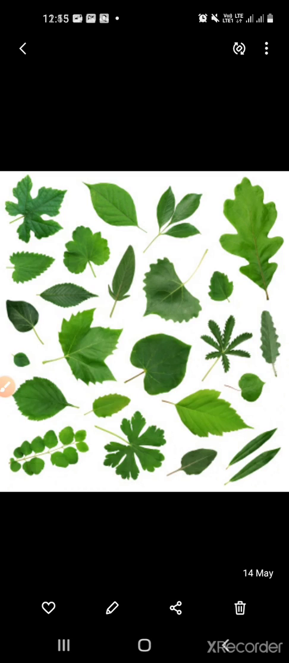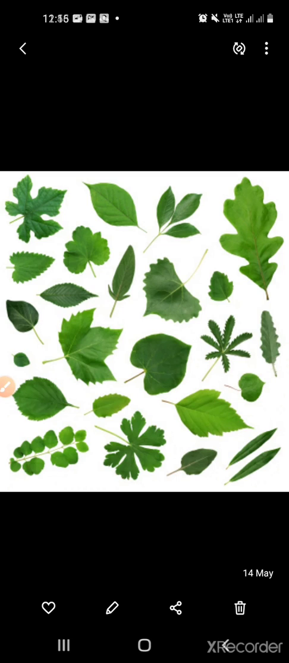Why? Because most of the plants are green in color. They appear green due to the presence of chlorophyll in their leaves, right? A green pigment is there, that is known as chlorophyll. Fine. So what is the main function of a leaf? To make food for the plants. That's why the leaf is known as the kitchen of the plants, right?